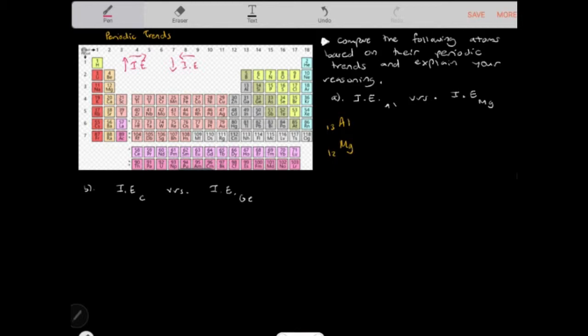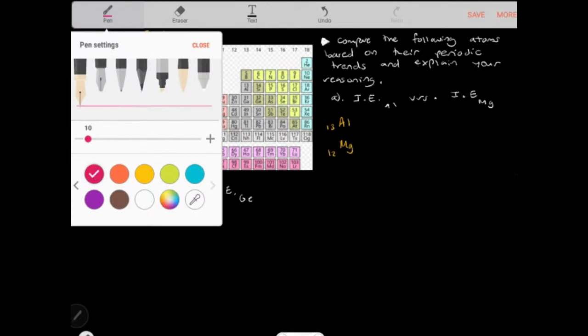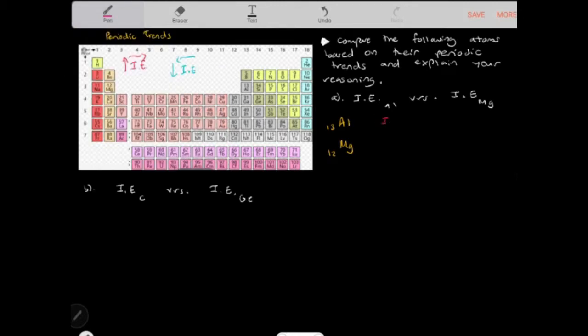Because of this notion, we can thereby state that ionization energy decreases to the left of a period and down a group. Because of this, I'm going to say that the ionization energy of aluminum is greater than the ionization energy of magnesium, right? So it's going to take more energy to remove the valence electrons in aluminum than magnesium.